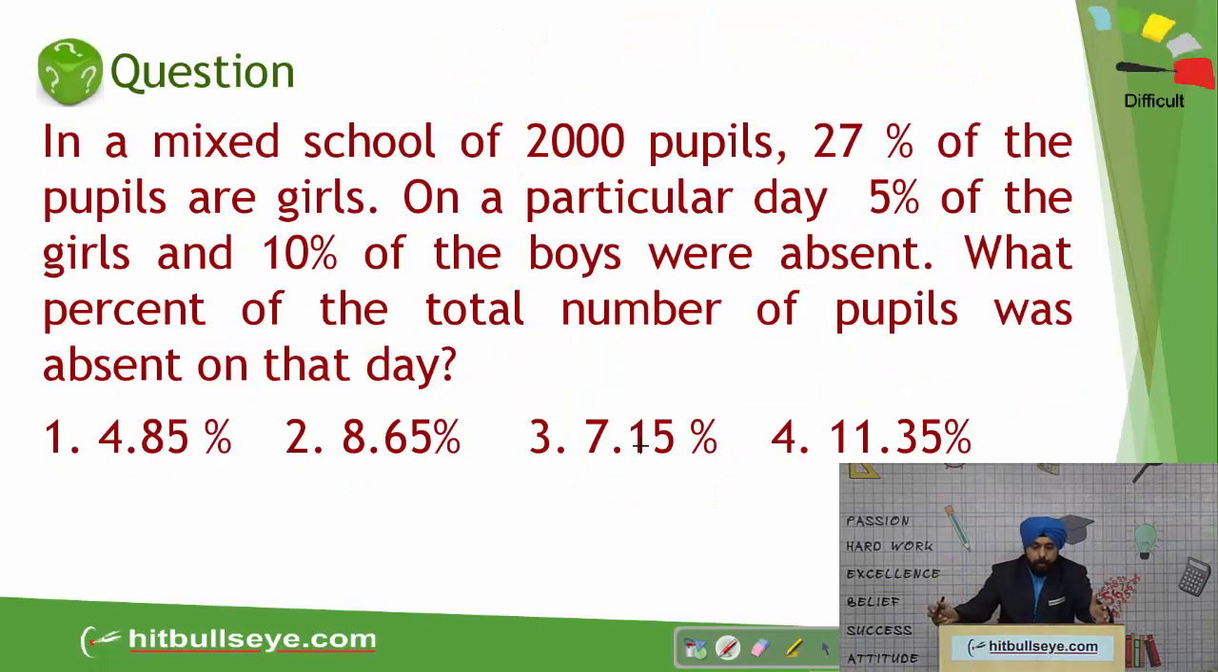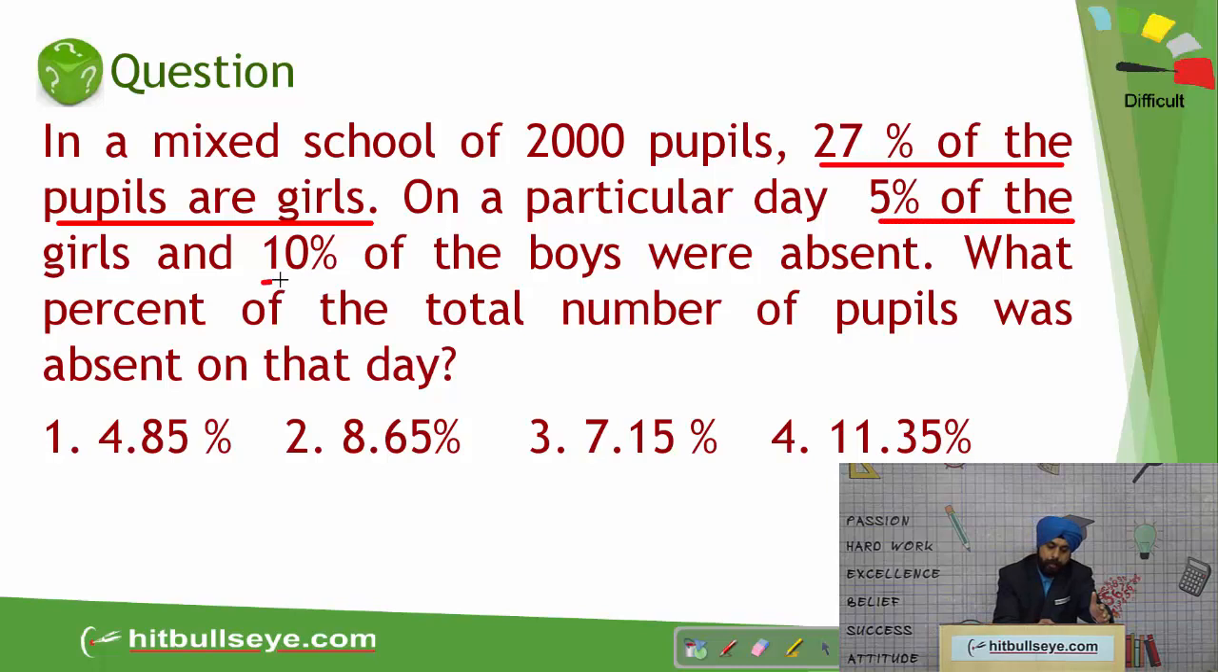This one. Now this question you can solve by two ways, students. 27% of the students are girls. So you'll take the breakup of boys and girls. Out of girls, 5% you will calculate. Out of boys, 10% you will calculate. Now total absents divided by the total strength, you will find the percentage. Now let's solve this question by another way.